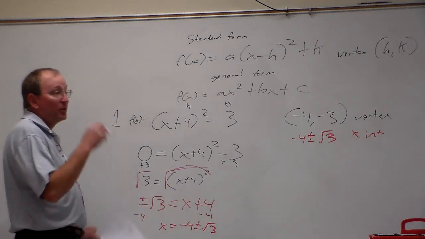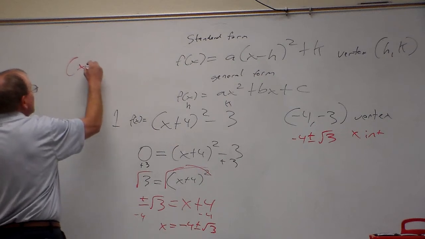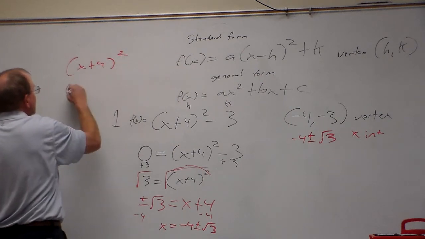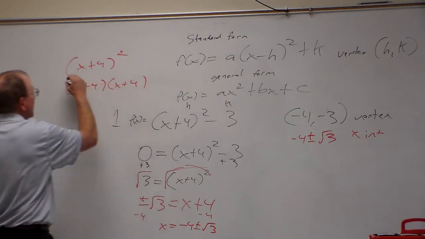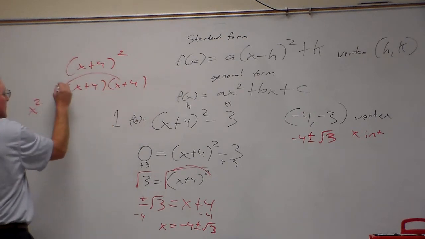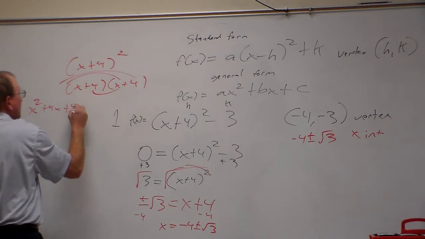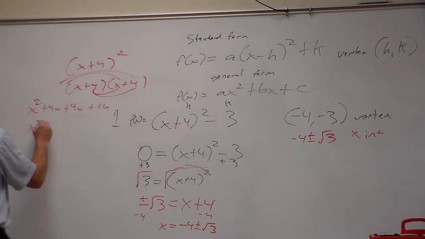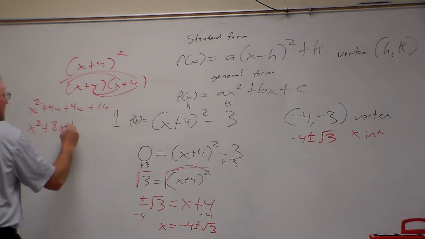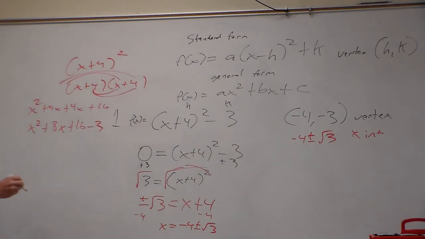And to me, the easiest way to find the y-intercept is to go ahead and FOIL this. If you FOIL x plus 4, well, that's x plus 4 times x plus 4, right? The first term will be x squared. The outside term is a 4x. The inside term is a 4x. And the last term will be a plus 16. Meaning you would have x squared plus 8x plus 16 minus 3. What could you put together? The 16 and the what?